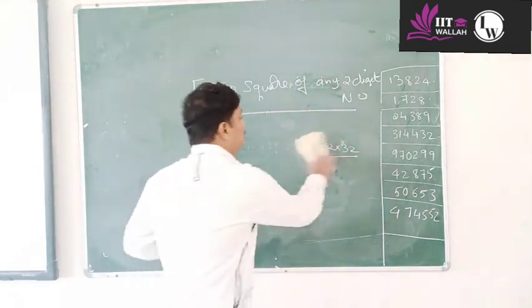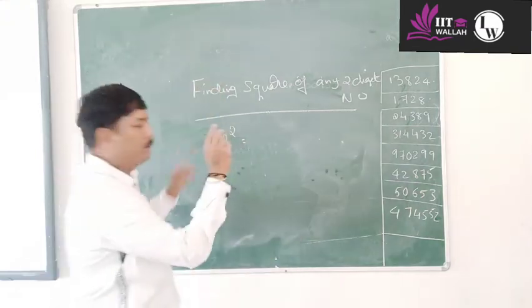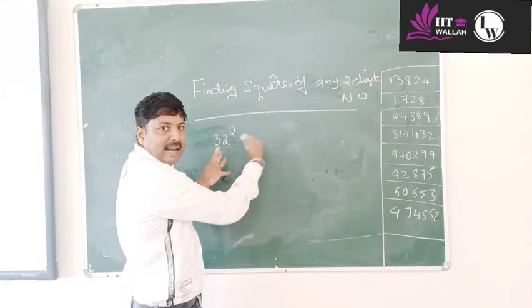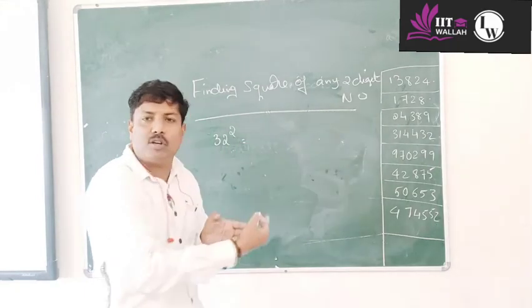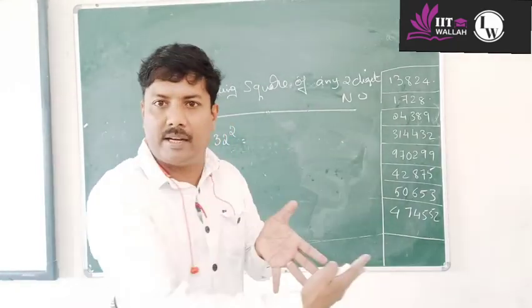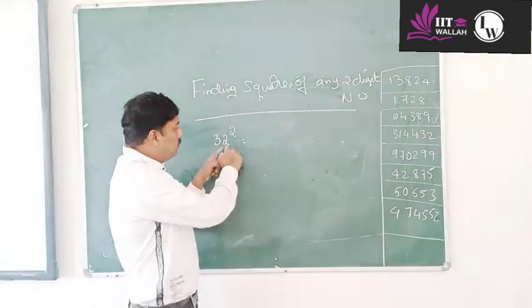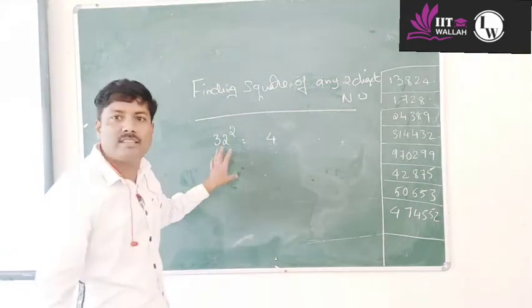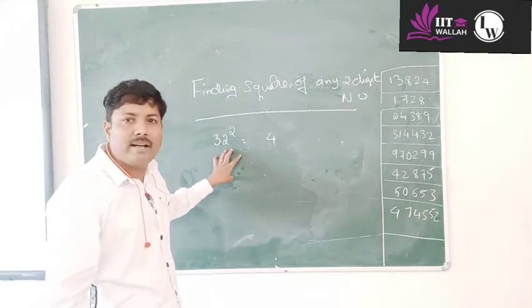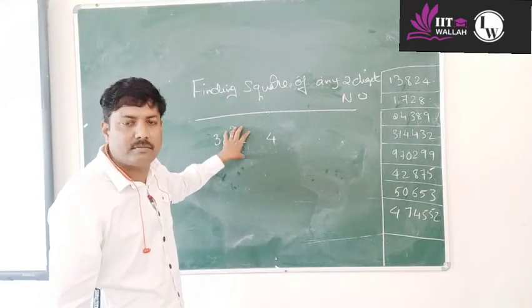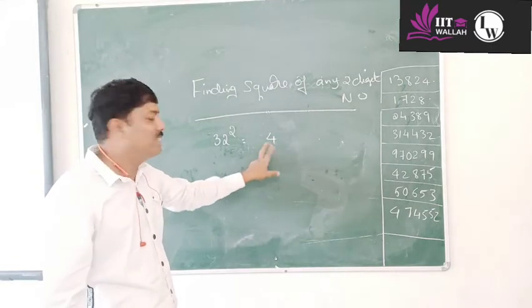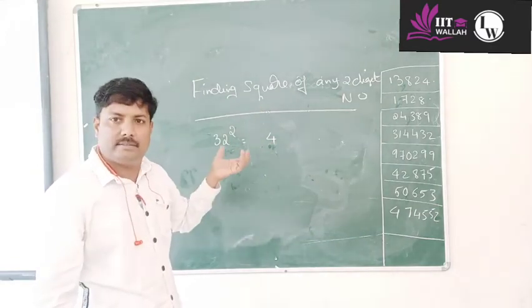Understood? So listen carefully. We are observing this number from the right end. In Vedic maths, most of the tricks start from the right end. Okay? So 2 square is 4. This is the first step. What is the first step? You square the ones place digit and you write only one digit here. If it is 2 digits, 1 will be carried.